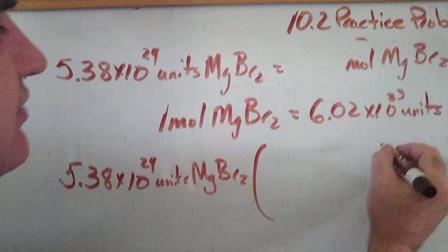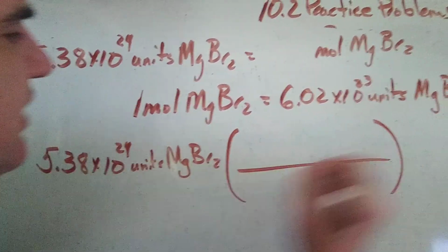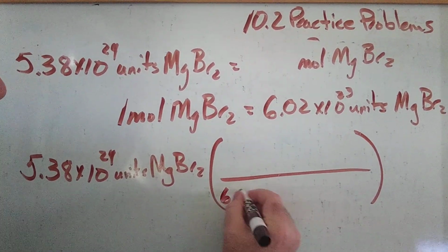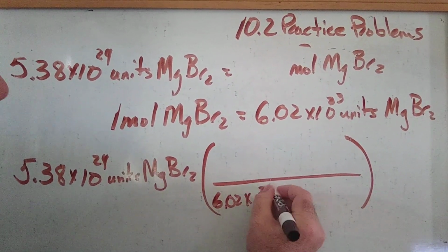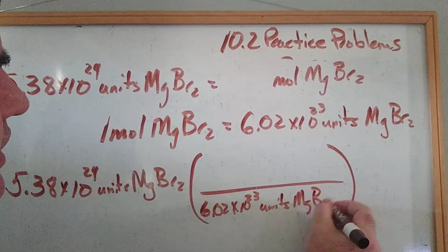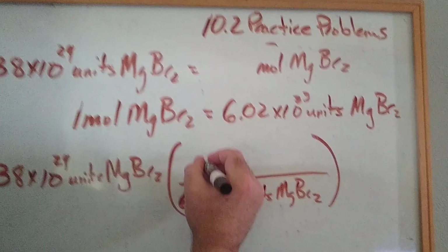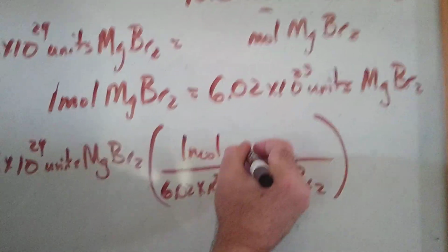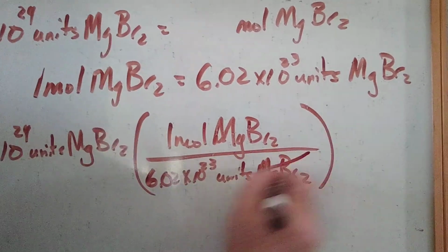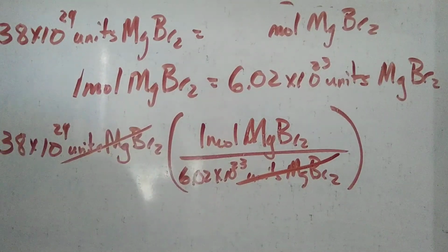Okay, I'm going to do my conversion factor. It has to be nice and big because I know I have to write a lot of numbers in here. If units are on the top, this is 6.02 times 10 to the 23rd units of MgBr2 is 1 mole of MgBr2. Units cancel out. Bingo bango.